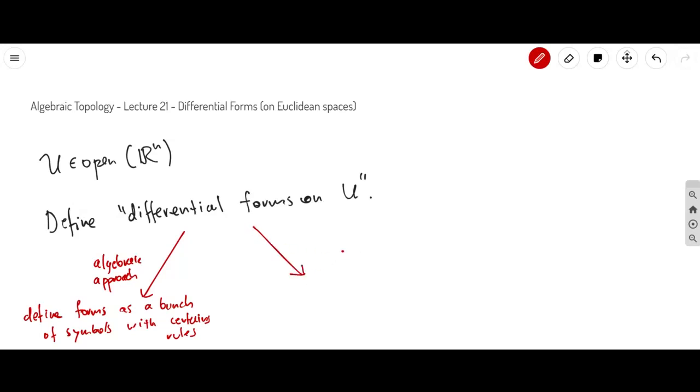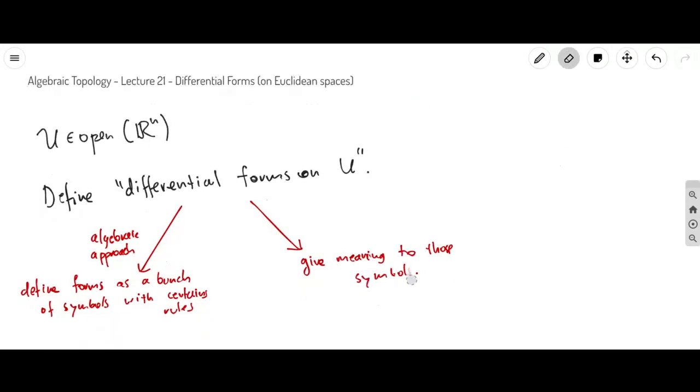And then there's another approach. I'm not even sure how to call it. Well, I don't want to give it a name, but I'm basically going to say that you can give meaning to those symbols. If that's not clear, it will become clear as the lecture progresses.